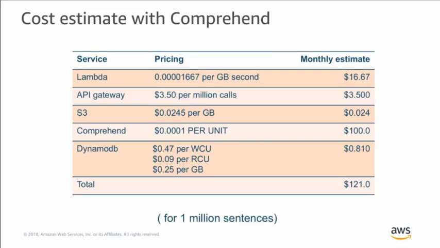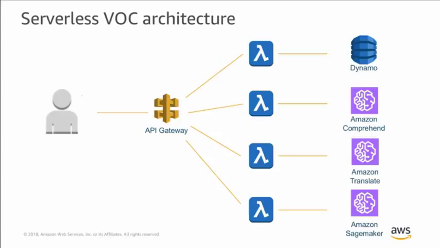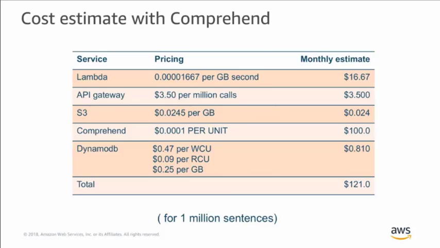That is pretty much the architecture. Now I've shown you how to improve or enhance your architecture using several of the features of Comprehend and SageMaker and Translate. Right now, an architectural discussion is never complete without an understanding of the pricing. So let's look at the pricing in this.